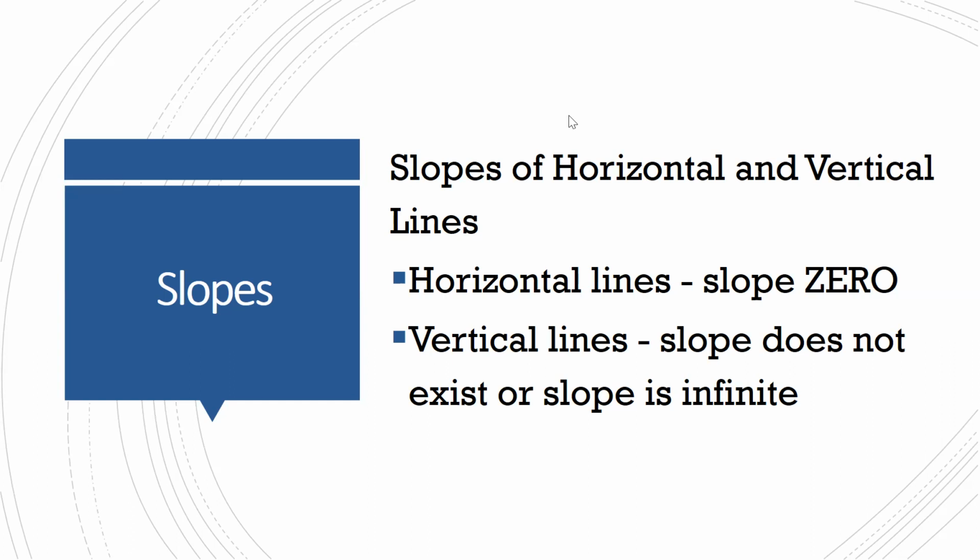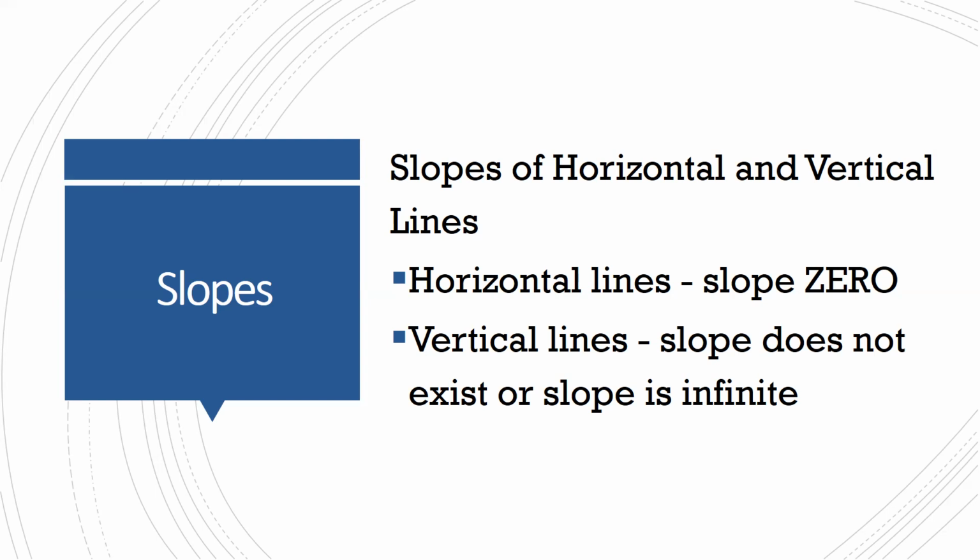Now, I want to briefly talk about the slopes of horizontal and vertical lines. Horizontal lines, the ones that were y equals a number, those actually have slope of 0. I'll explain that in a bit. Vertical lines have slope which either does not exist or slope that is infinite. Some places say that the slope does not exist in a vertical line. Other places will say that the slope of a vertical line is infinite.